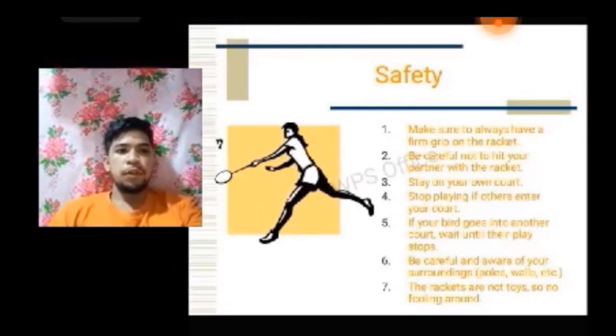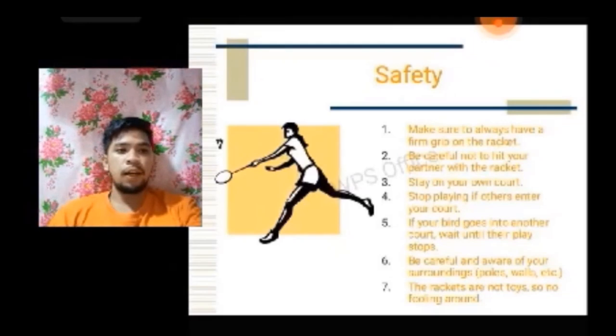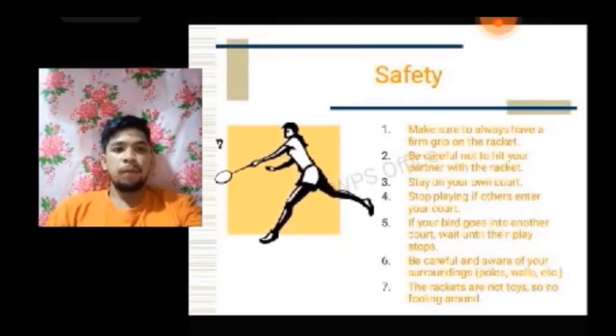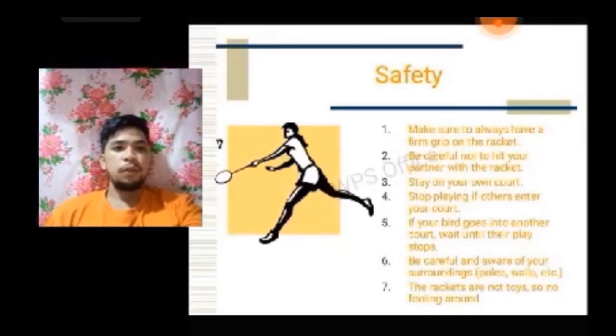Number 1, make sure to always have a firm grip on the racket. Imong racket jud dapat naay firm grip para nindot gunitan o para dili sakit pud sa kamot. Number 2, be careful not to hit your partner with the racket. Mag-aware ta sa atong mga katapad dira kay basig maigo na to sa atong kauban.